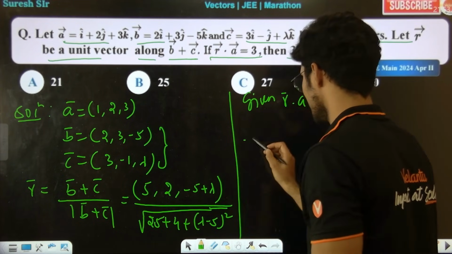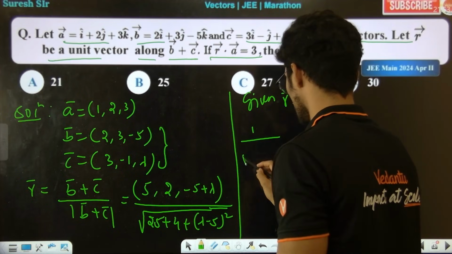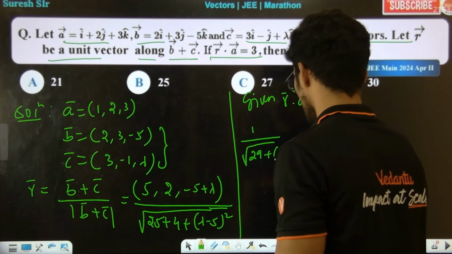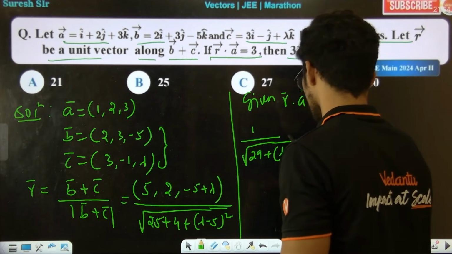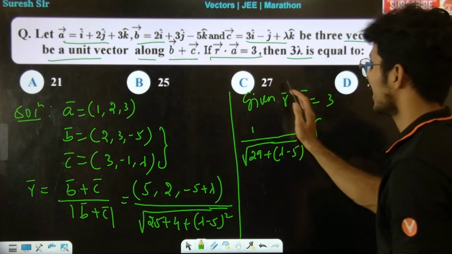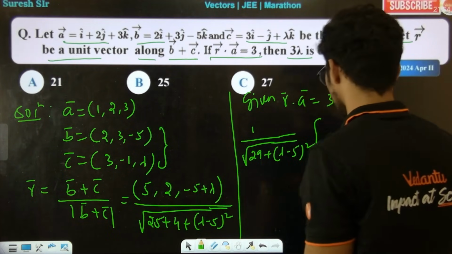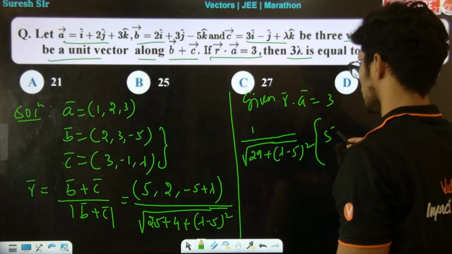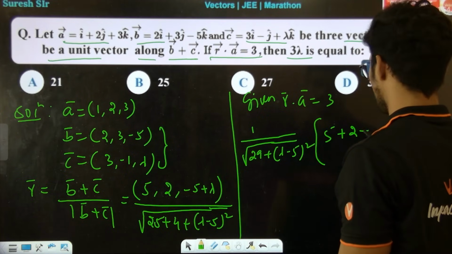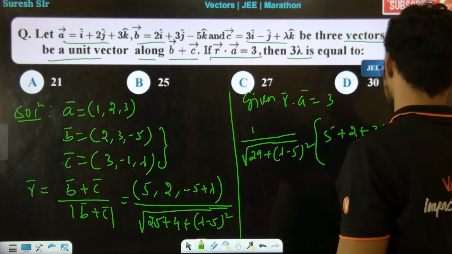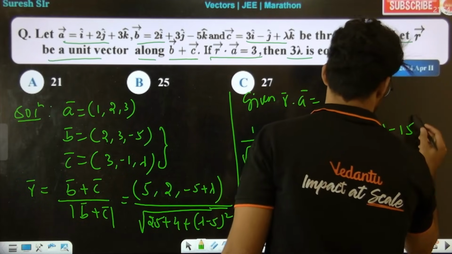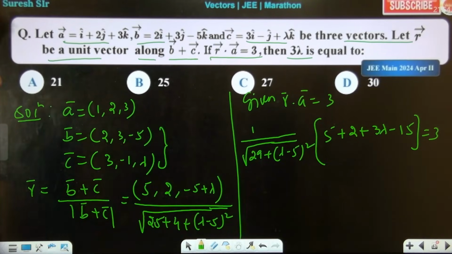Guys, let us do one thing. Let us write this outside: 29 plus lambda minus 5 whole square. Now we take the dot product with A: 5 ones 5, plus 2 plus 3 lambda minus 15. This is equal to 3. Did you all understand this? So 9 plus 3 lambda.